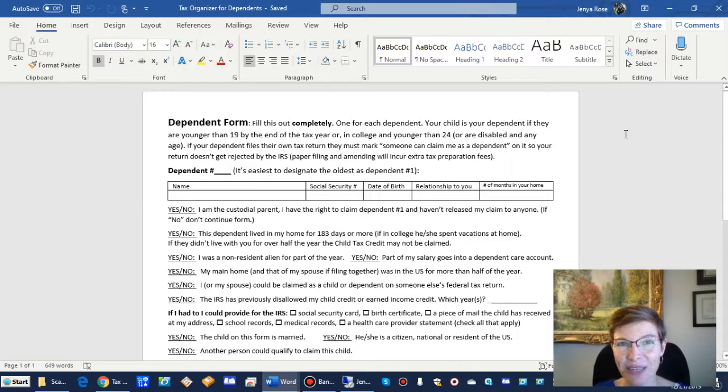Hi, this is Jenya from Rose Tax and Financial, and I am here to walk you through the dependent worksheet. If you have a dependent, you need to fill this out, one for each dependent.